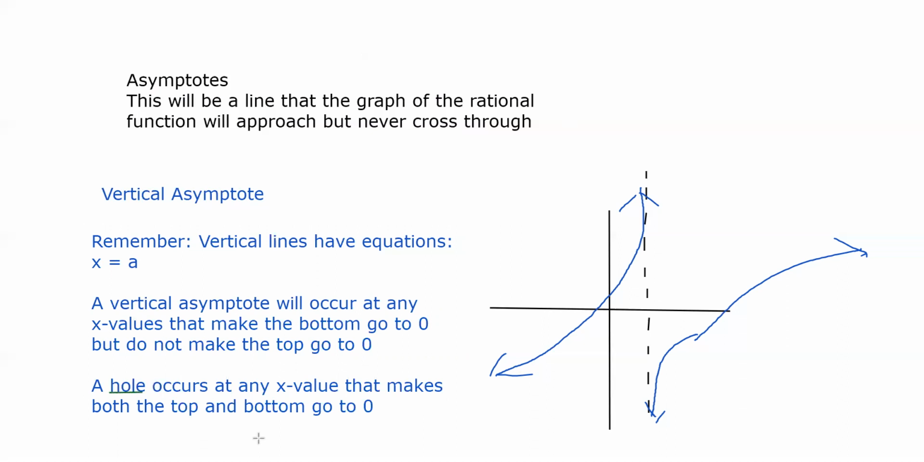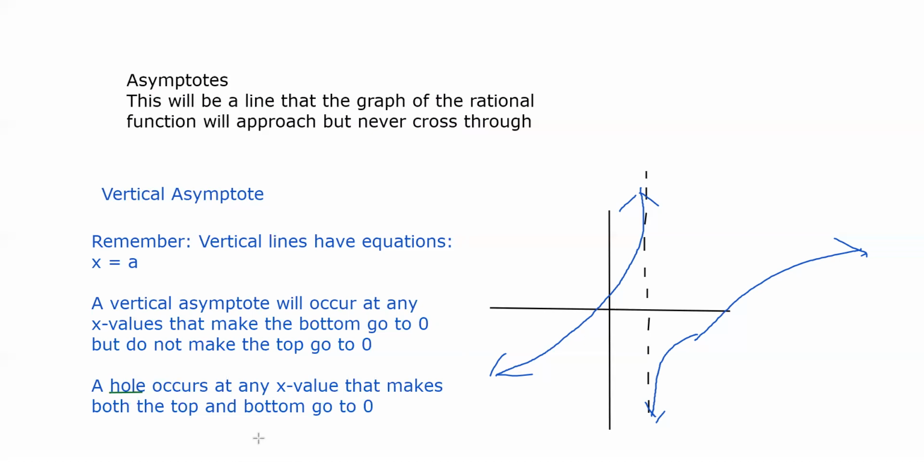It's got to be an x value that makes both the top and bottom go to 0. And when you draw a hole on the graph, you literally draw the graph just like normal. You start drawing it just like it's an everyday graph. And then all of a sudden, when you get to the x value where the hole is, you just draw a hole, and then you keep drawing the graph as normal after the hole.